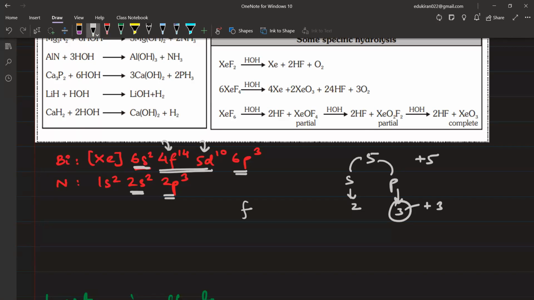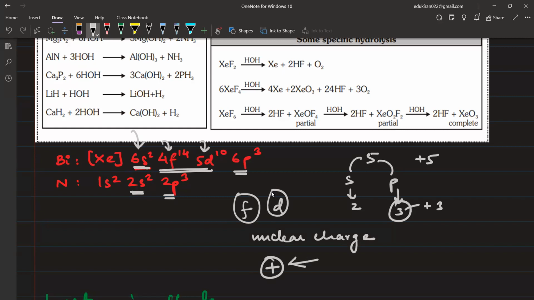4f, because the f subshell and d subshell, what is their shielding capacity? Shielding capacity is very low. That is why it is not effectively shielding the 6s electron from what? From the nuclear charge. From the effective nuclear charge, the positive protons that we are having, and since the s subshell is nearest to the nucleus, this s subshell will be attracted towards the positive charge very effectively, and that is why this s subshell electron will not take part in bond formation.